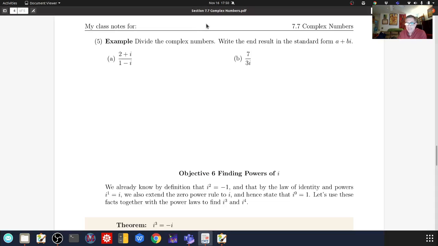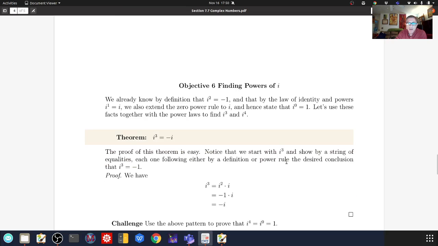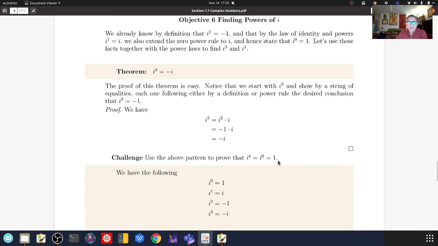And then the very last thing is finding powers of i. So here I give you a theorem. i cubed is equal to minus i. It's a really easy proof. i cubed is equal to i squared times i. But i squared is equal to minus 1. So i squared times i is minus 1 times i. So i cubed is equal to minus i.